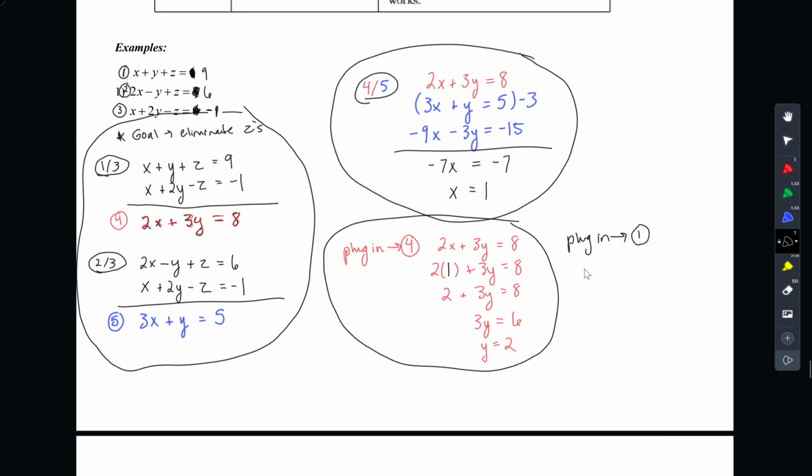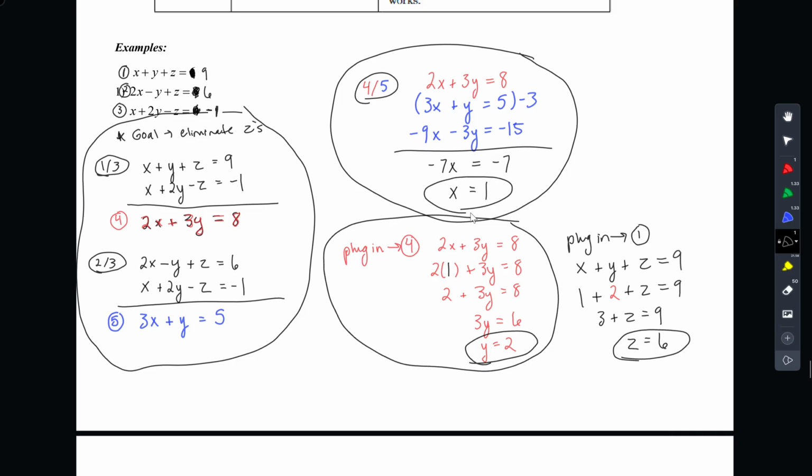That's this equation: x plus y plus z. I'm going to plug x in, which was 1, and y, which is 2. I don't know what z is, and then I'm going to solve. You get 3 plus z equals 9, so z equals 6. So these are all your answers.